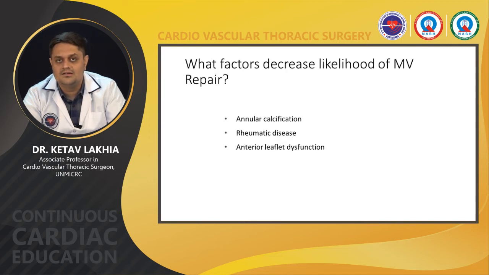Now, what are the factors which decrease the likelihood of MV repair? These are annular calcification, usually in case of rheumatic disease, and specific anterior leaflet dysfunction. In such cases, the likelihood of MV repair is less. So, on a case-to-case basis, this patient may require mitral valve replacement instead of mitral valve repair.